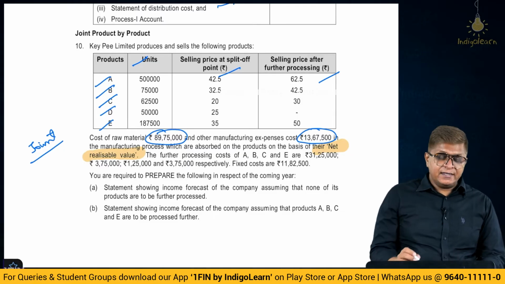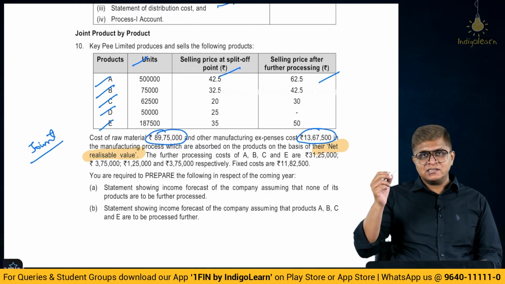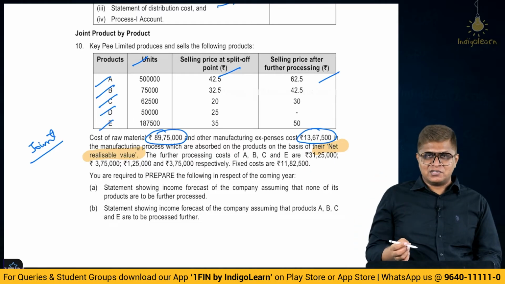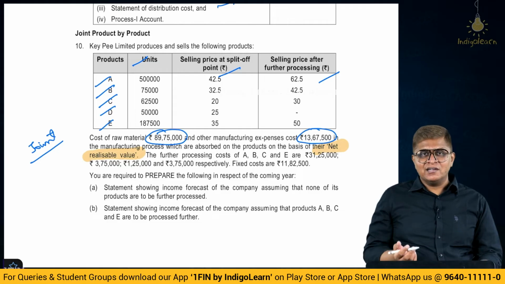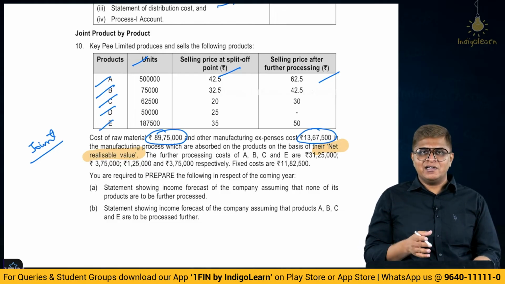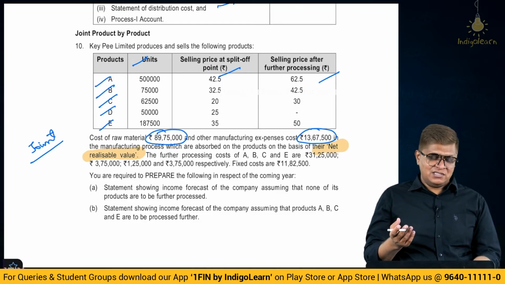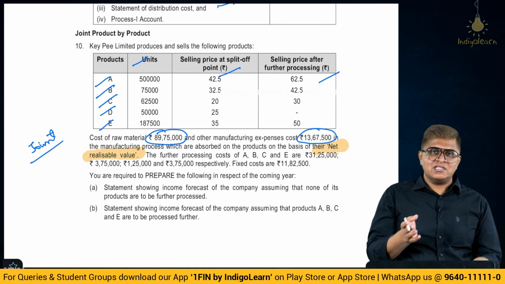So, ideally it should be at the split off point if all the products are not capable of being further processed, or if they specifically say, then we will calculate which products can be further processed. Based on that, we will take the net realizable value for products that can be further processed and the sale value at split off point for the ones which cannot be.